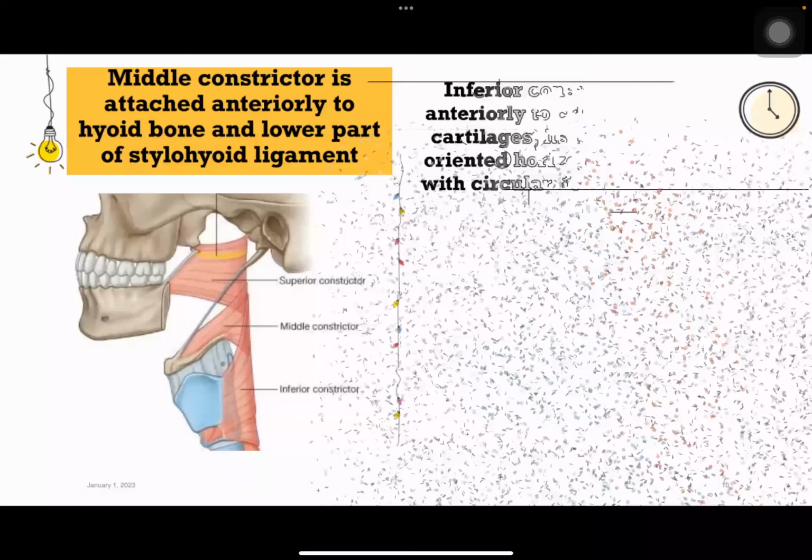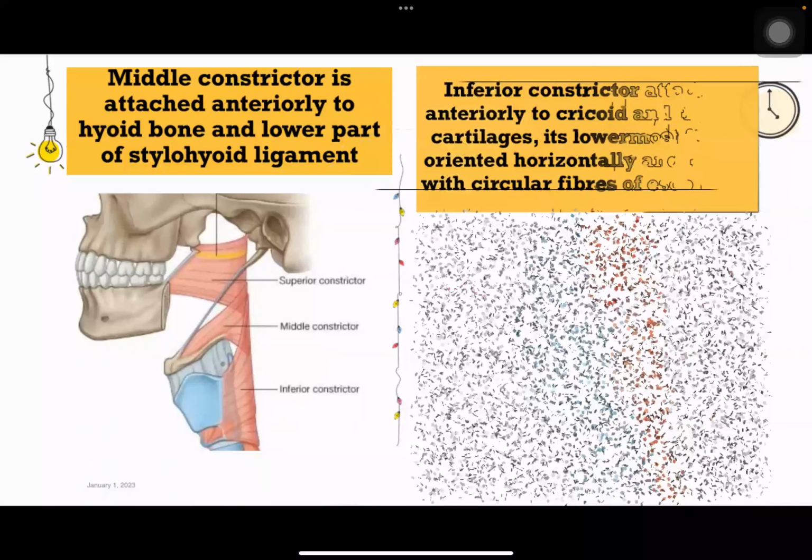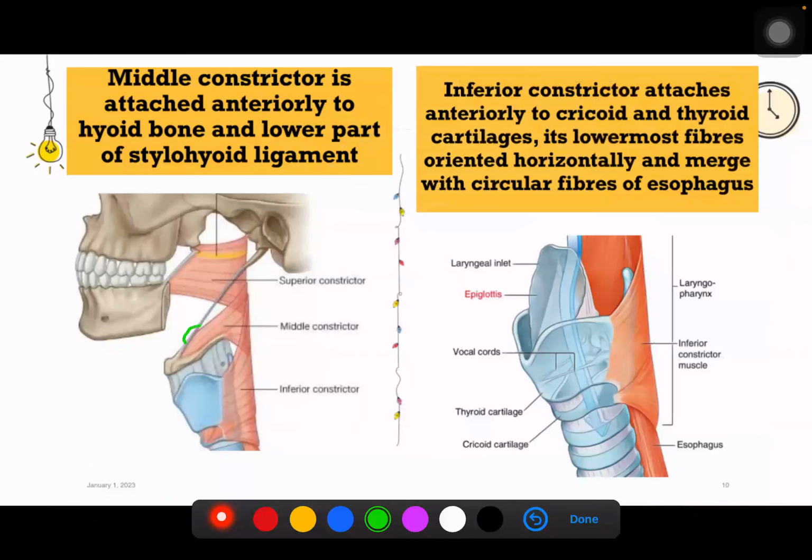Middle constrictor will attach anteriorly to the lower part of stylohyoid ligament and to the hyoid bone. And regarding the inferior constrictor, it consists of two parts: oblique fibers attached to the thyroid cartilage forming thyropharyngeus muscle, and horizontal fibers attached to the cricoid cartilage forming cricopharyngeus. Between them posteriorly, there is a Killian dehiscence, which is a weak spot through which pharyngeal pouch may arise.